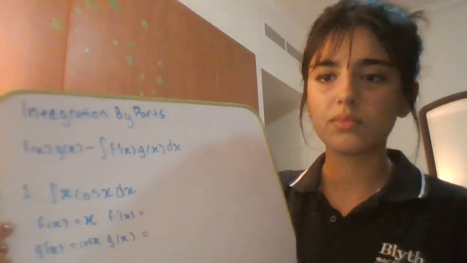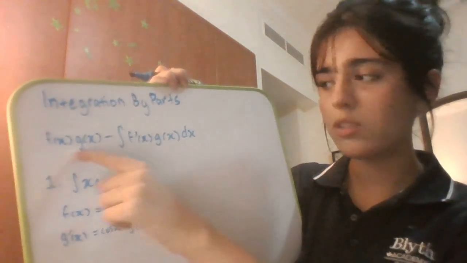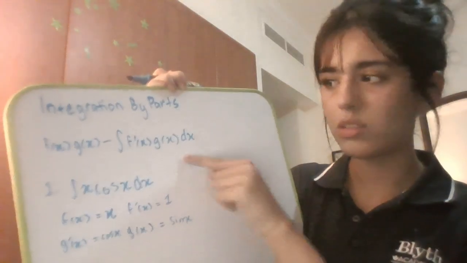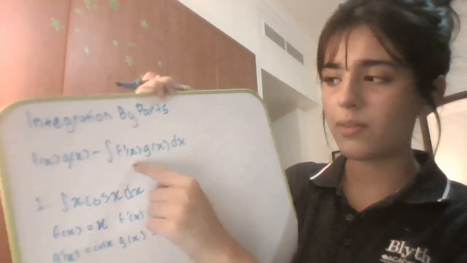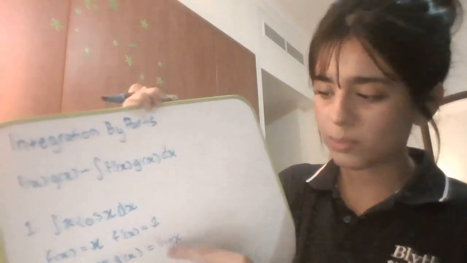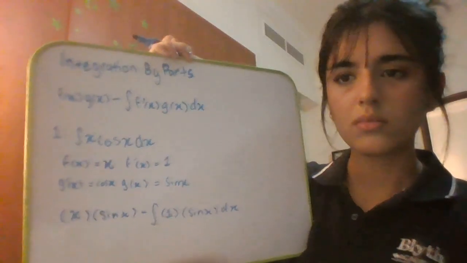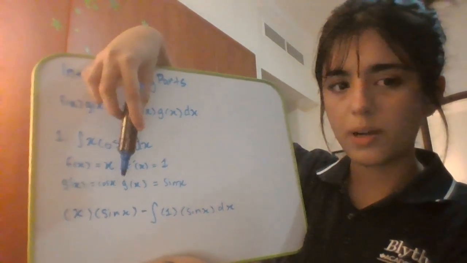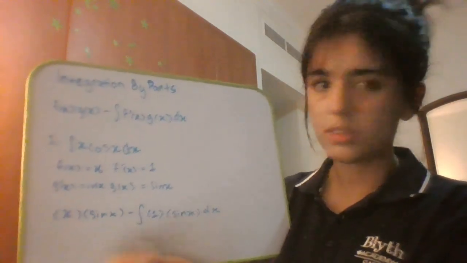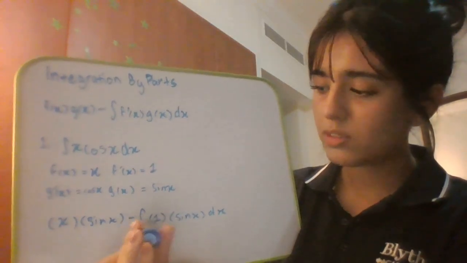Okay, now you have all the parameters needed to plug into the equation to solve for the integral. So you have f(x), you have f'(x), and you have g(x). So you'll just plug everything into the equation. Okay, so I plugged the values of f(x) and g'(x) into this equation. And now all you want to do is just simplify. So x times sine x is just x sine x minus the integral of sine x dx. The rest is really simple. Let me write it out.